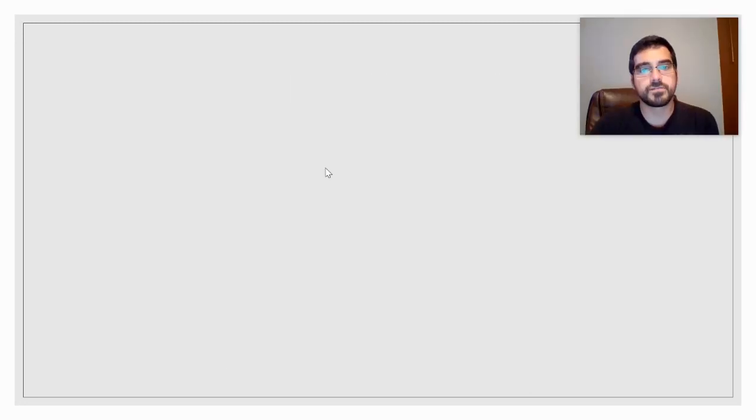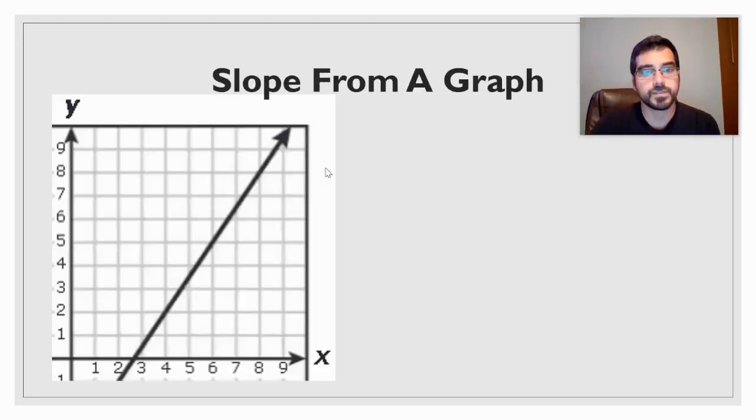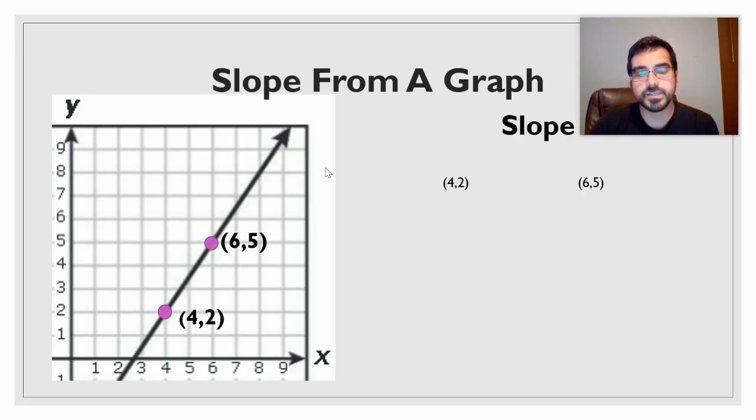Now we're going to learn how to find the slope from a graph. When given a graph, the first thing I'm going to do is find 2 bullseye points. The points I'm going to choose are (4, 2) and (6, 5). To find the slope, I'm going to write down the 2 points and label them.